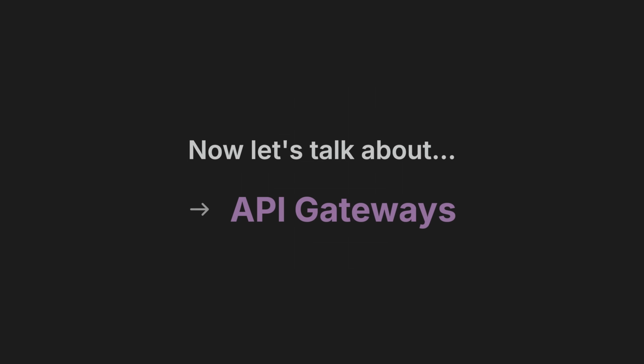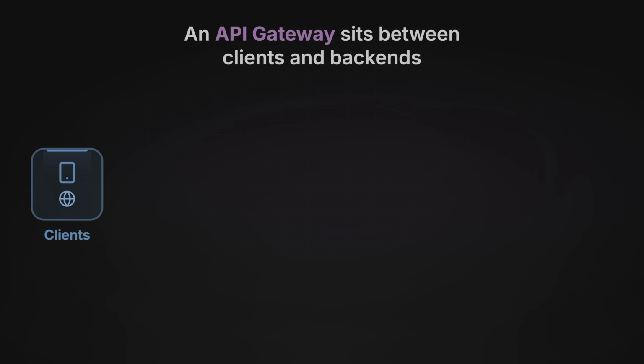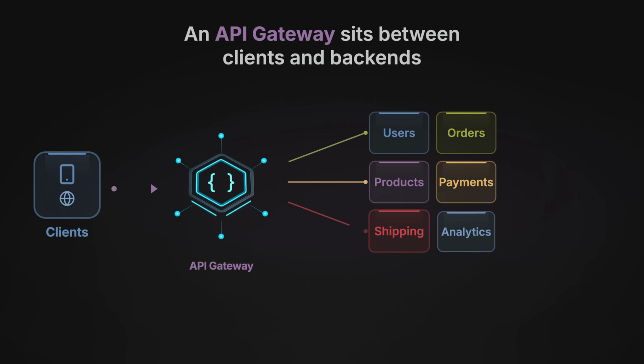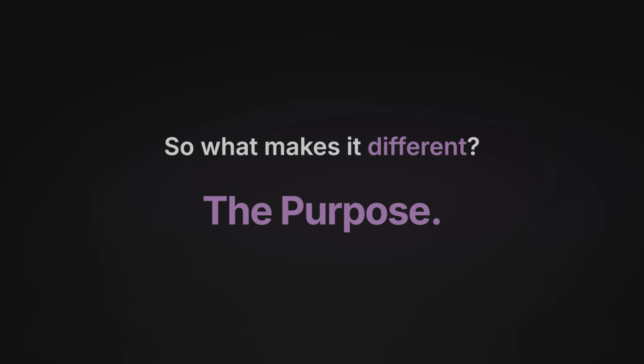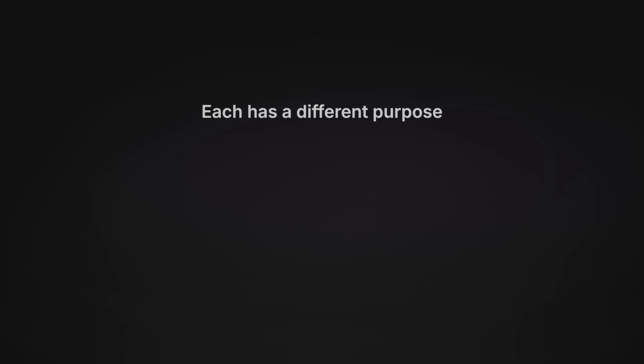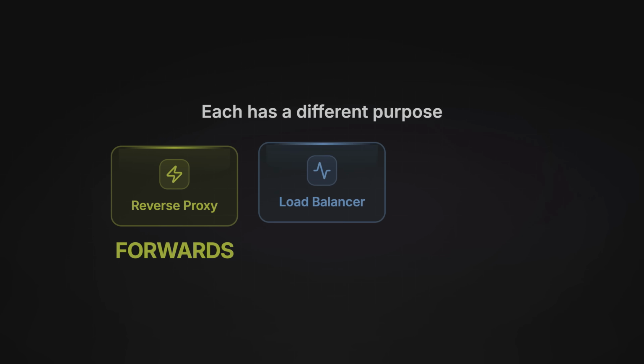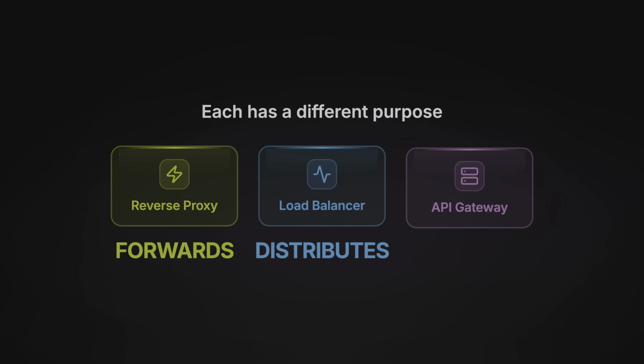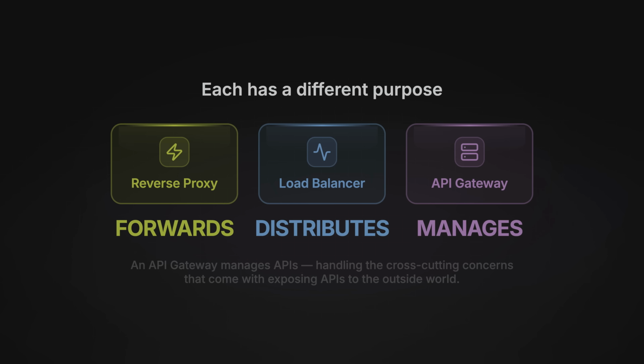Now, let's talk about API gateways. An API gateway also sits between clients and backends. It forwards requests. It can distribute traffic. So what makes it different? The purpose. A reverse proxy forwards traffic. A load balancer distributes traffic. An API gateway manages APIs, handling the cross-cutting concerns that come with exposing APIs to the outside world.